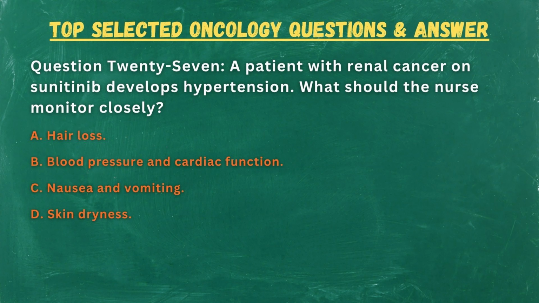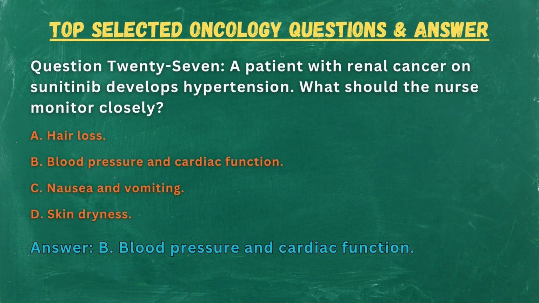Question 27. A patient with renal cancer on sunitinib develops hypertension. What should the nurse monitor closely? A. Hair loss. B. Blood pressure and cardiac function. C. Nausea and vomiting. D. Skin dryness. Answer: B. Blood pressure and cardiac function.